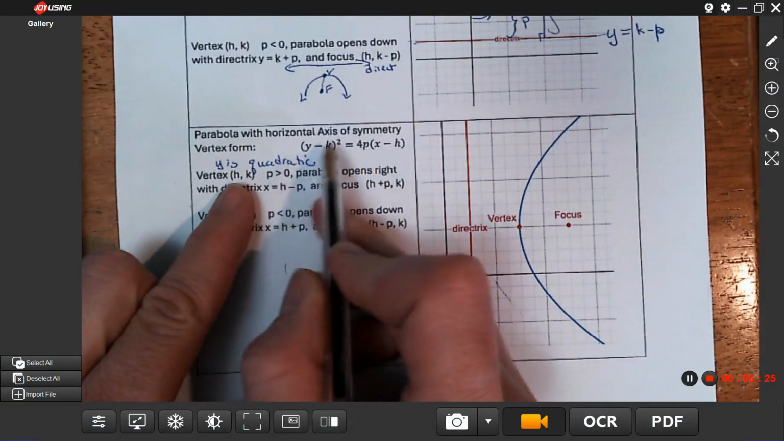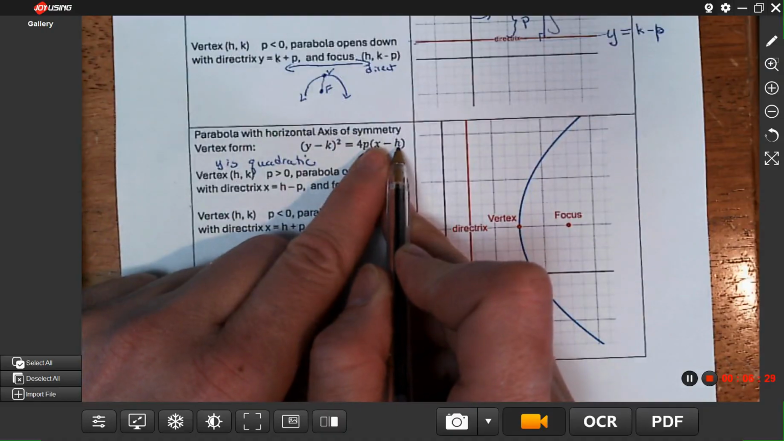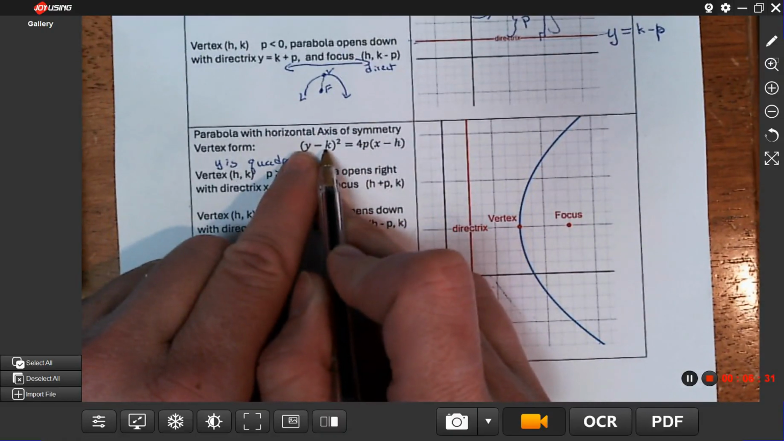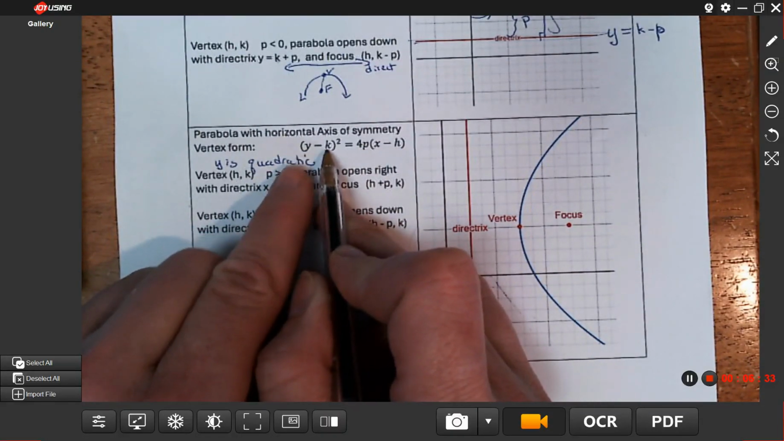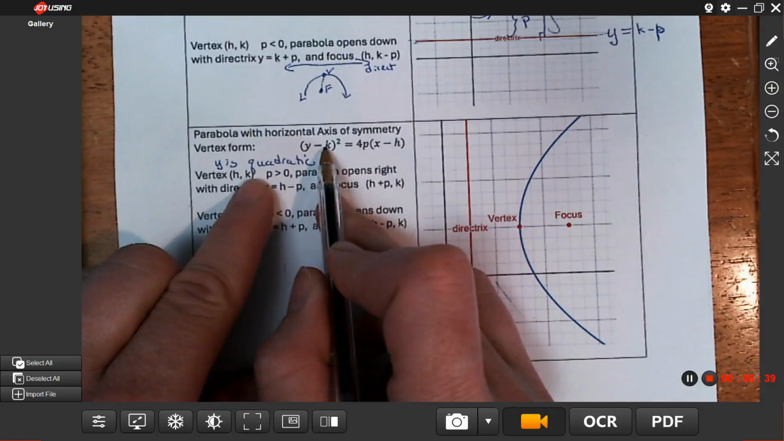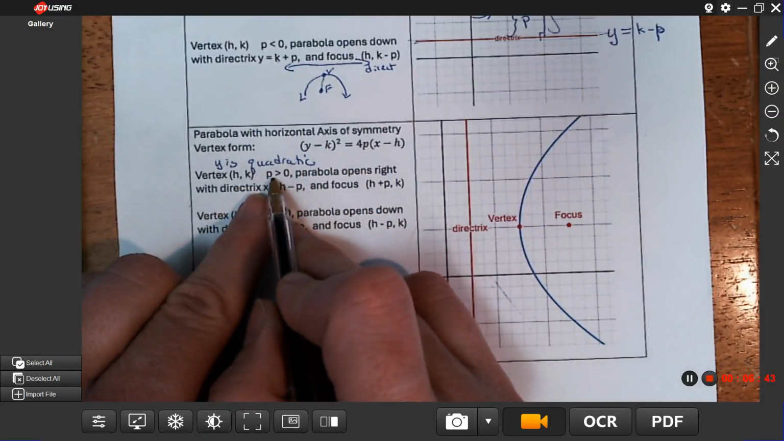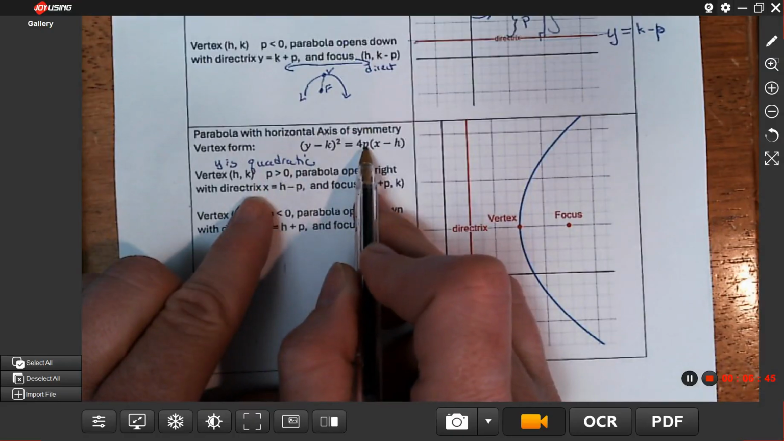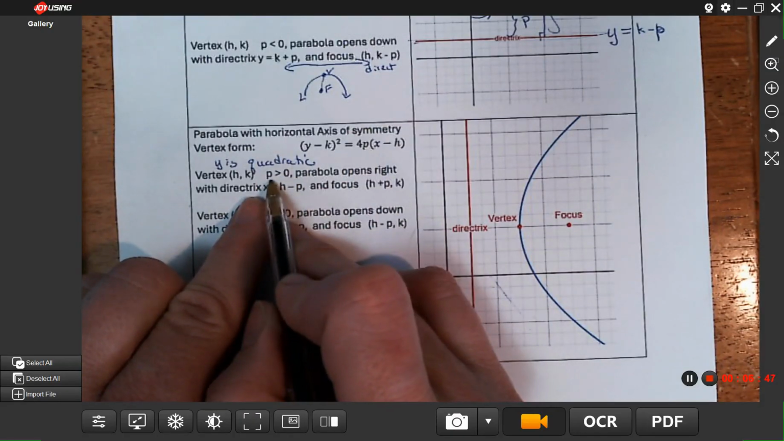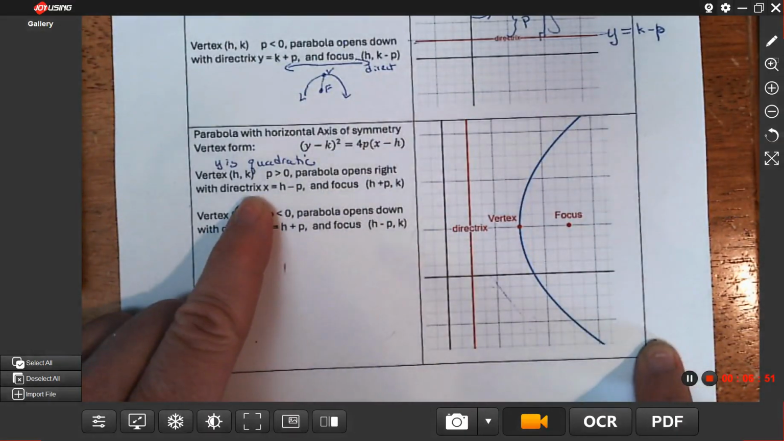The vertex is still going to be (h, k), but notice I moved h and k. So h goes with the x term, and k goes with the y term. And again, they're opposite sign of what you see. So h, opposite sign, k, opposite sign. And if p, same p, is positive, the parabola opens to the right, which is the one I graphed.